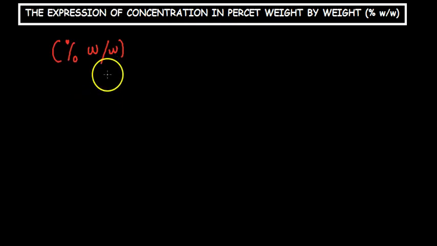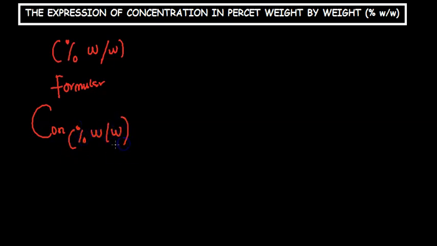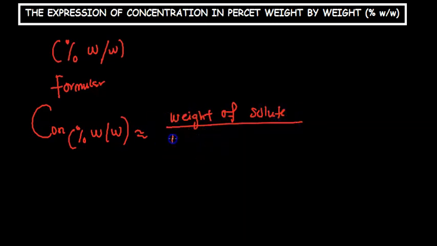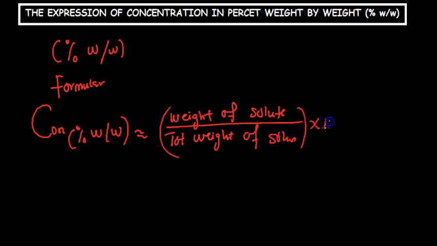The formula for the concentration in percentage weight by weight is simply going to be the weight of the solute. We are going to divide by the total weight of solution, and we are going to multiply that by 100.